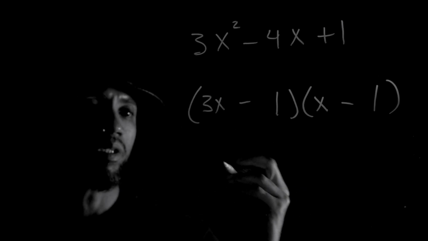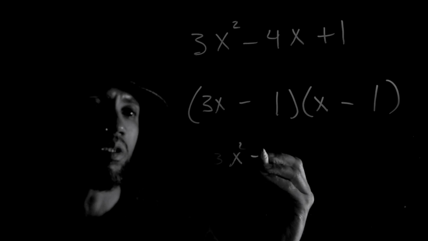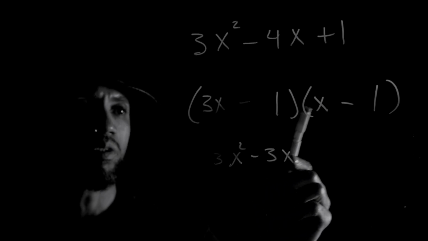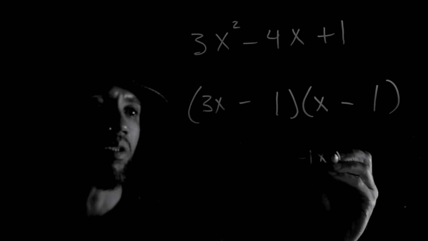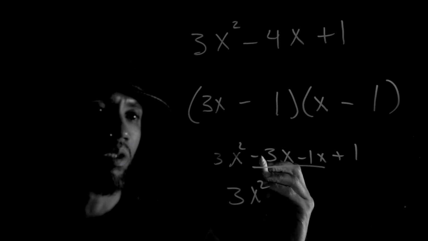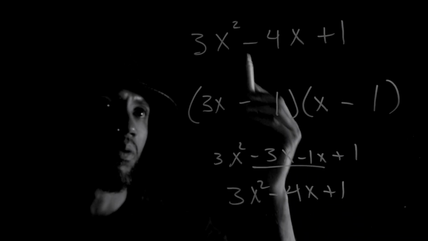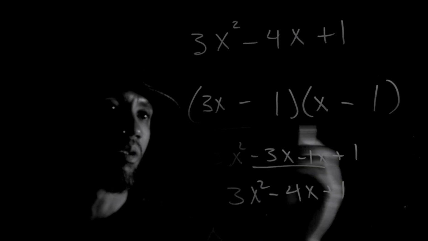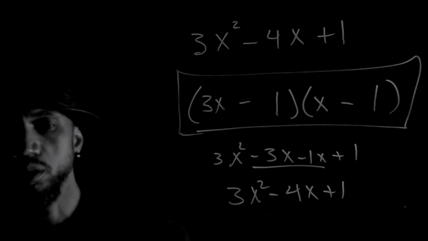3x times x, 3x squared. 3x times negative 1, negative 3x. Negative 1 times x, negative x. Negative 1 times negative 1, positive 1. Combine like terms: 3x squared, negative 3x minus the x, that's a negative 4x, plus 1. Bingo. Okay, that's it.